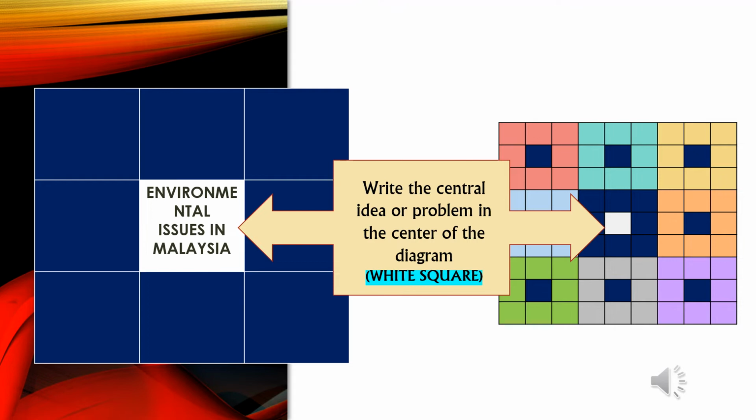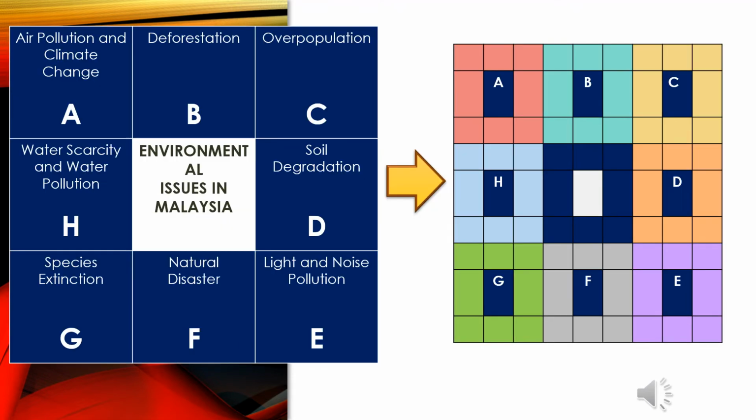Once you have drawn the lotus blossom diagram, write the central idea or a problem in the center of the diagram. Ideas related to the central idea were air pollution and climate change, deforestation, overpopulation, soil degradation, light and noise pollution, natural disaster, species extinction, water scarcity and water pollution are listed in the boxes surrounding the central idea.